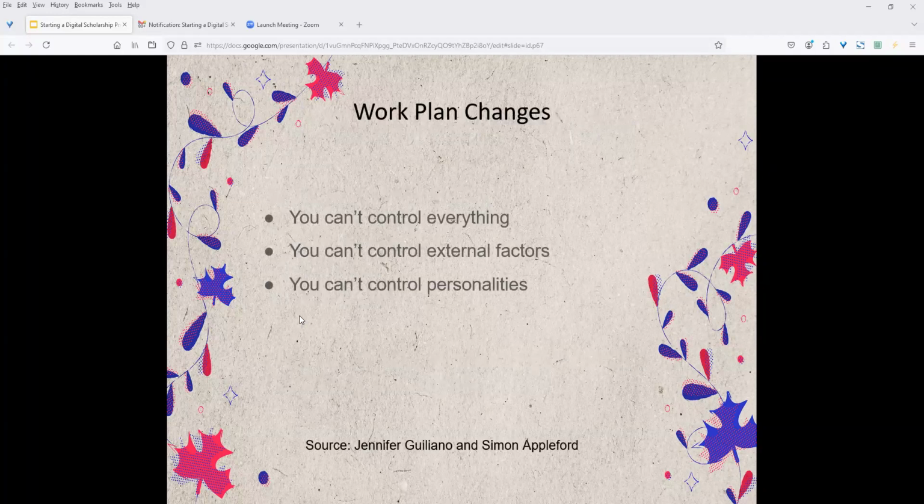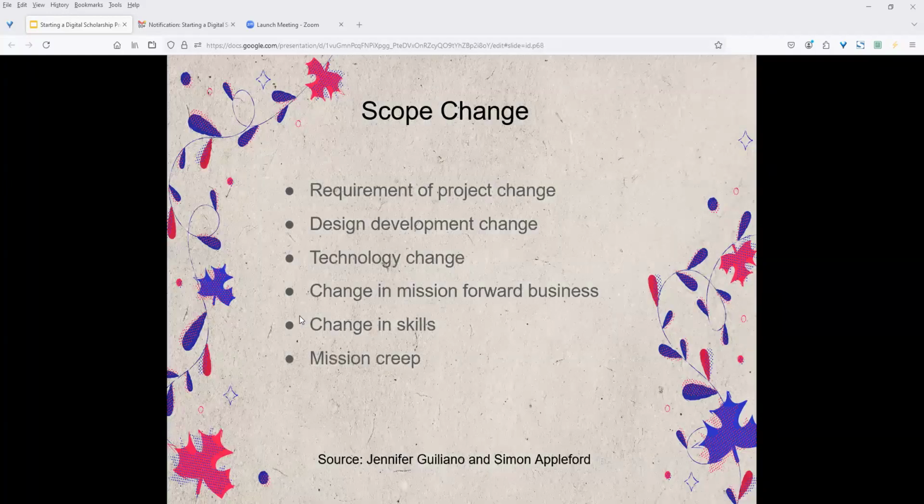So work plan changes, things happen which can affect the time frame. So how will you and your partners adapt? So you can't control everything, you can't control external factors, and you can't control personalities. So know this going in. There's always going to be some changes moving on ahead, and you're going to have to adapt.